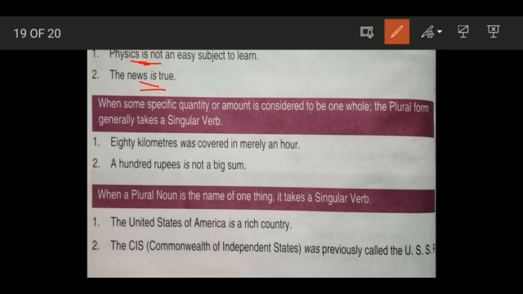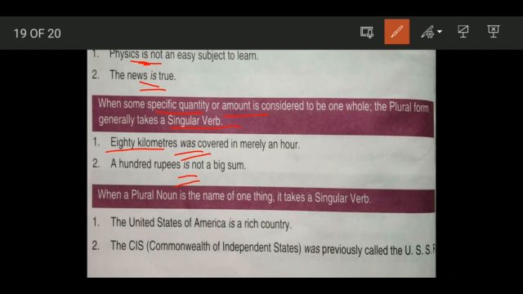80 kilometers. So when we are talking about any quantity in kgs or amounts, 80 kilometers, we will use a singular verb. 80 kilometers was covered. 100 rupees is not a big sum. So whenever you are coming to such quantities or amounts, kilometers, kgs, rupees or so, you will use a singular verb.